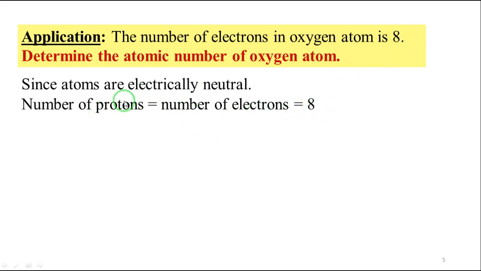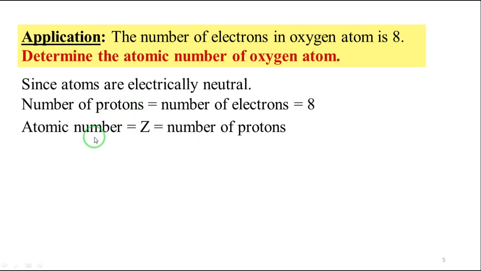So now the number of protons is equal to 8. Then you have to say atomic number, which is Z, equals the number of protons. So Z equals 8. So the atomic number of the oxygen atom is equal to 8.